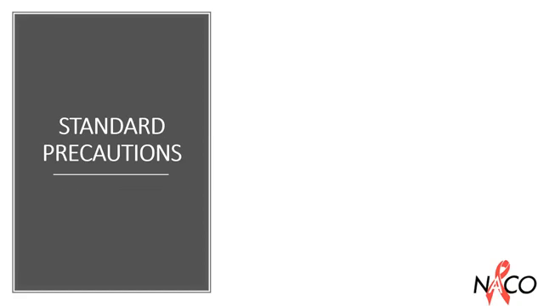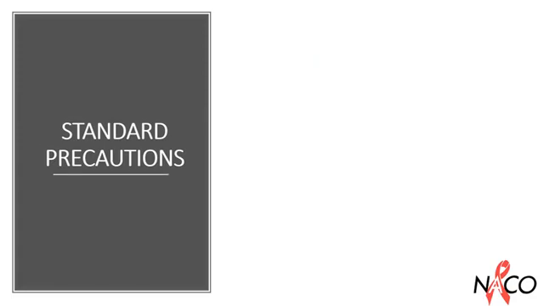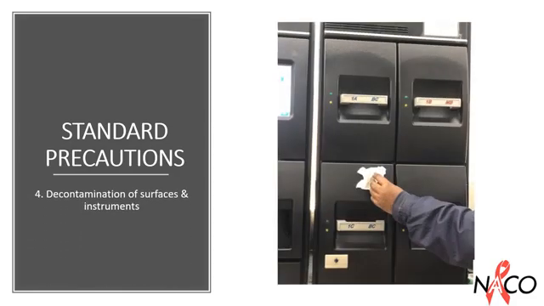Standard precaution number 3: spill management. There can be blood and body fluid spills in the laboratory. All laboratory staff should have adequate knowledge of how to manage these kinds of spills. Standard precaution number 4: decontamination of surfaces and instruments. Avoid touching contaminated equipment. Carry out routine and proper decontamination of surfaces and instruments.